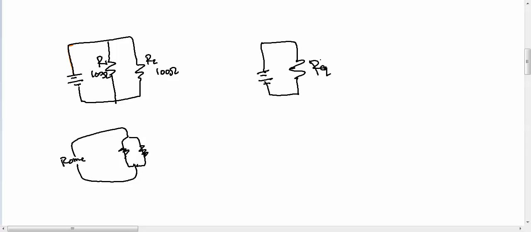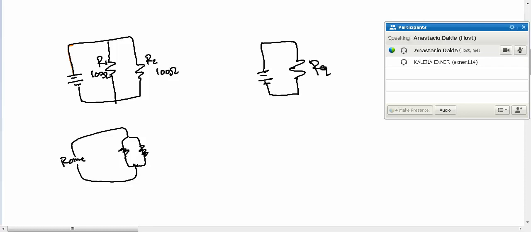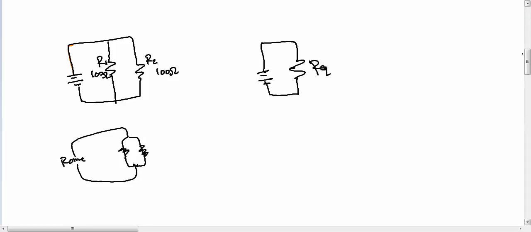What do you think, Kyle? I think it's 100 ohms. I think it's smaller, if not 100, because it's divided. Not 200. What do you think, Kalena? Do you think it's going to be bigger than 100 at least? We kind of all agree that it's smaller than 200. Do you think it's going to be bigger or smaller than 100? Victor thinks it's going to be 100. Austin thinks it's going to be smaller than 100. Kalena thinks it's going to be smaller. Smaller is correct, by the way. Why?